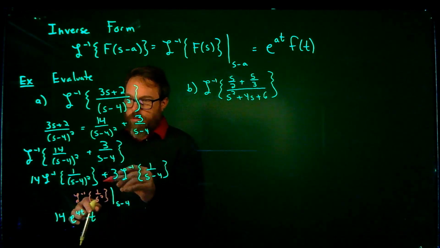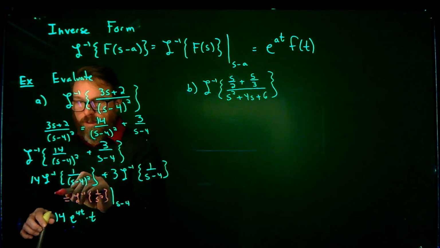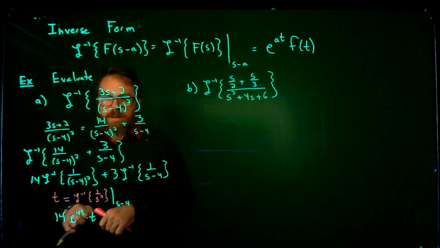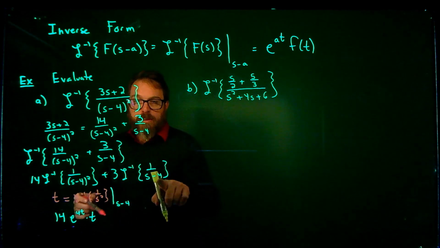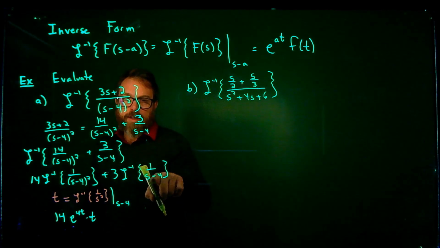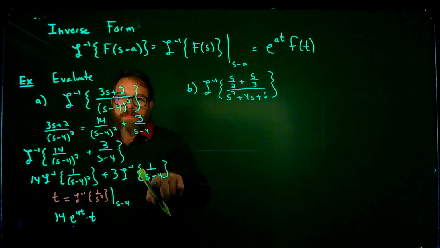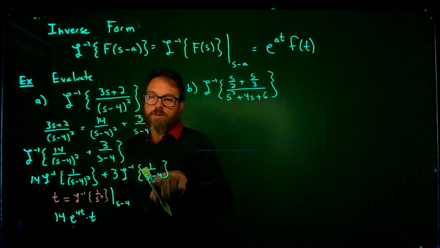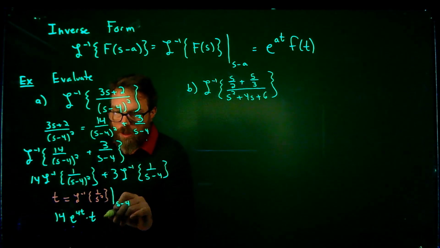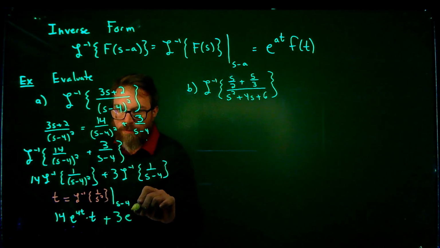So remember, the Laplace inverse of this is just equal to t. Now for this one, I guess you can still think of it as a shift, but this would just be 1. But we know that this is s minus 4, so this is just going to be e to the 4t. So this is plus 3 e to the 4t.